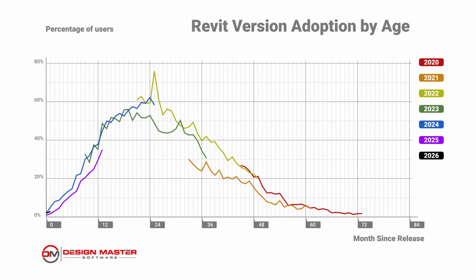I'm not sure how actionable any of this data is. You can at least use it to benchmark where your project is in comparison to what other people are doing. If you are using the most recent version of Revit on any of your projects, you're early. Anytime in that first 12 months, you can consider yourself an early adopter of that version of Revit.